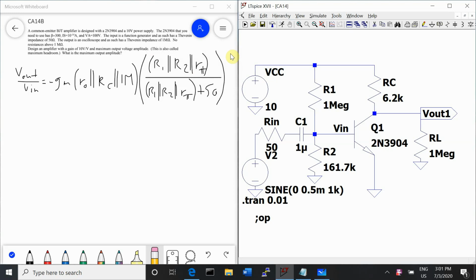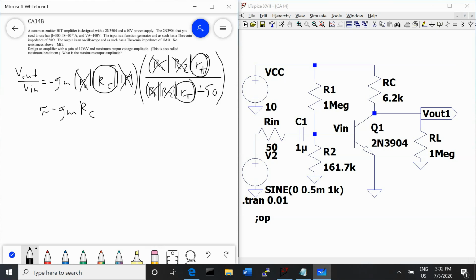And we said that this equation is approximately equal to negative GM times RC. The reason for that is because we said RC is the dominant resistor in this parallel combination, which means that R out and 1 meg don't affect the gain. And then in the second part, we said that R pi was the dominant resistor, meaning that R1 and R2 don't affect the gain, and we also made R pi 10 times larger than our input resistance of 50 ohms, so that doesn't affect the gain either.